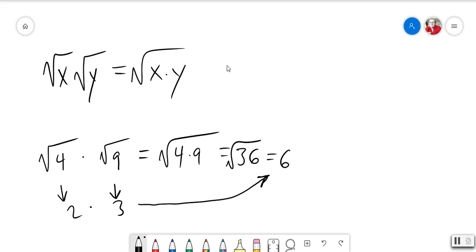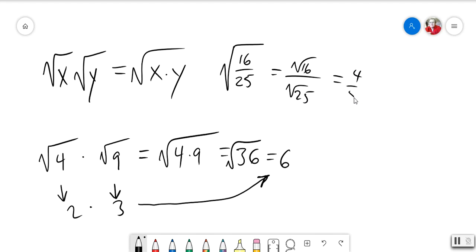Similarly, the root of a quotient is the quotient of roots. So the square root of 16 over 25 would just be 4 over 5, or 0.8 if you insist on making it a decimal. Okay.